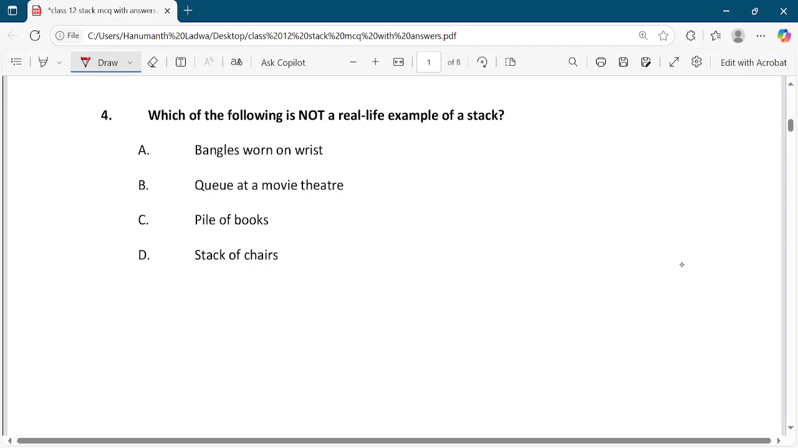Here you can observe bangles worn on a wrist represent a stack. Pile of books also represents a stack. Stack of chairs also represents a stack. So the only thing is option B, queue at a movie theater, is not representing a stack. Hence this is the right answer.